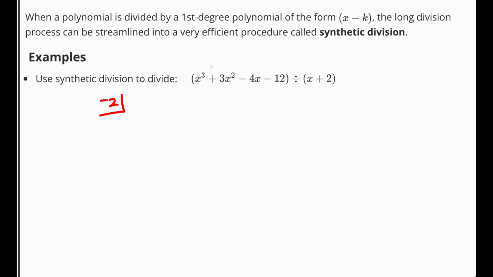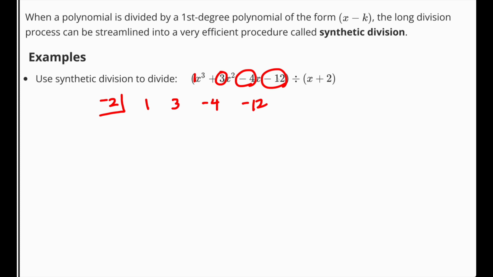The next step is to use all the coefficients from the polynomial at the top, the numerator of what you're dividing. So I'm going to put a 1 here, then a 3 because there's a 3 there, a negative 4 because there's a negative 4 there, and a negative 12 because there's a negative 12 there. And if you notice, it has to go down in order. The first thing is x cubed, the next thing is x squared, the next thing is x to the first, the next thing is x to the 0. It has to go in order.